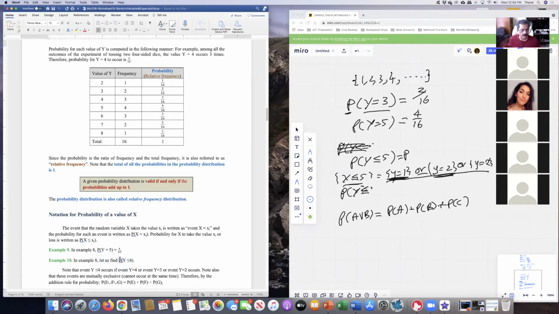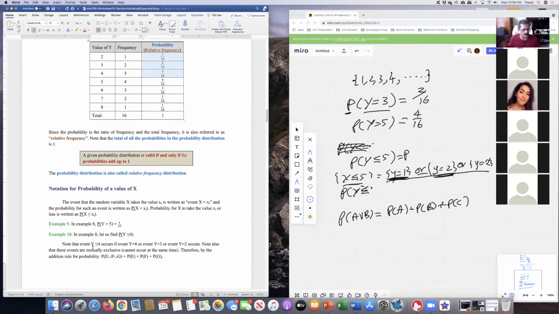The probability for y less than or equal to 4 is the same as the probability for y equal to 1 plus the probability of y equal to 2 plus the probability of y equal to 3 plus y equal to 4. But y equal to 1 is not a possibility. Y cannot be 1, so sorry. So it is the probability for y equal to 2, y equal to 3, and y equal to 4. And that means these three numbers add up. That's how you find the probability for y less than or equal to 4.